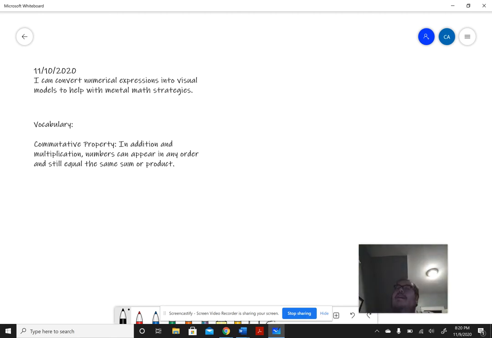And our learning objective for today is I can convert numerical expressions into visual models to help with mental math strategies. All right, so numerical expressions. I know I talked about this in my group yesterday, but one thing that I love about math is that it always tells us something, okay? So just like my face, my facial expressions can tell.